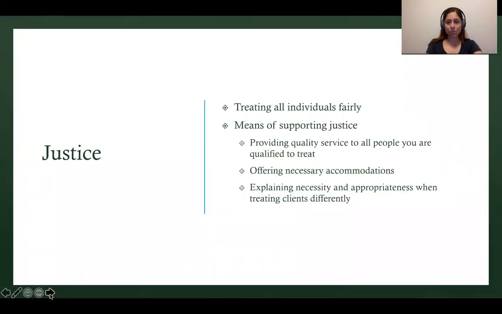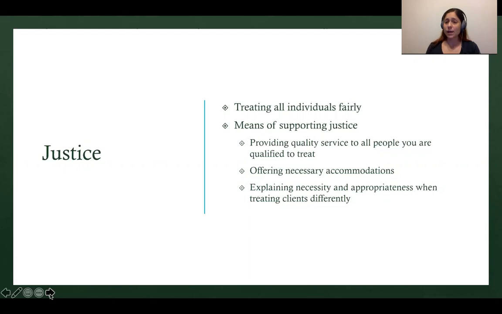Justice is the second moral principle, and justice states that all individuals should be treated fairly. We want to provide appropriate services to all clients that we come into contact with. Note that this doesn't mean treating all clients the same, because clients have diverse and specific needs that may require different approaches. It just means being fair.